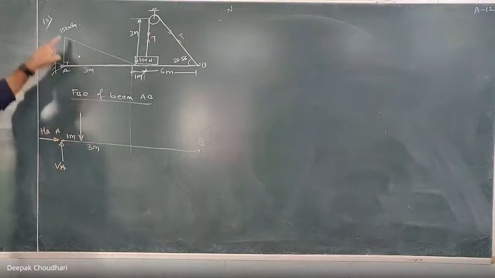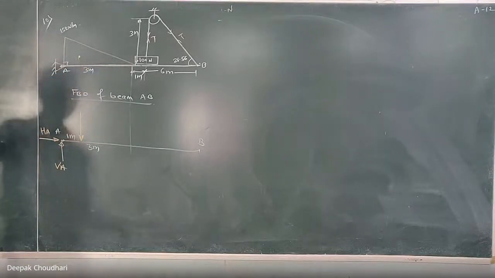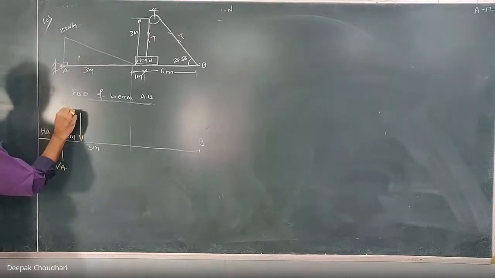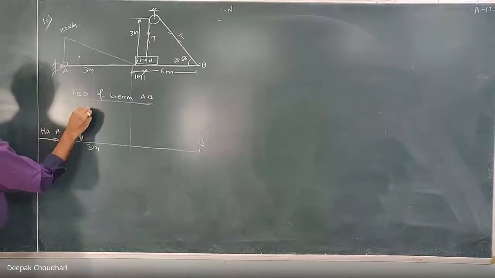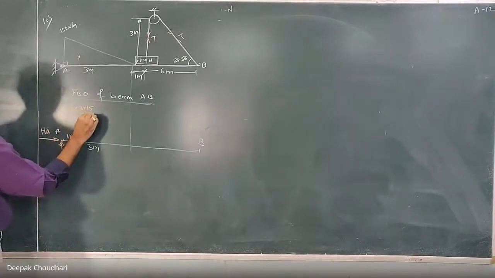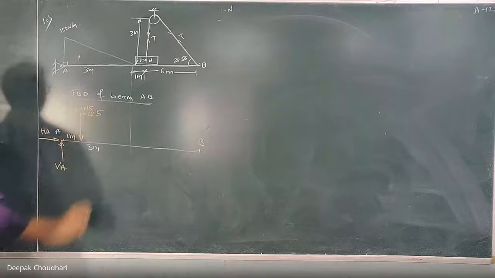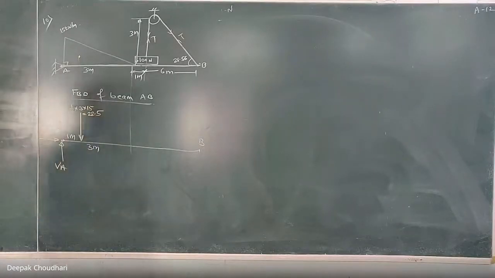And the magnitude of that equivalent point load is equal to the area of this triangle. How much is the area of the triangle? It is half into base into height. Yes, so it is 22.5 kilonewton. This is the equivalent point load for that triangular load.